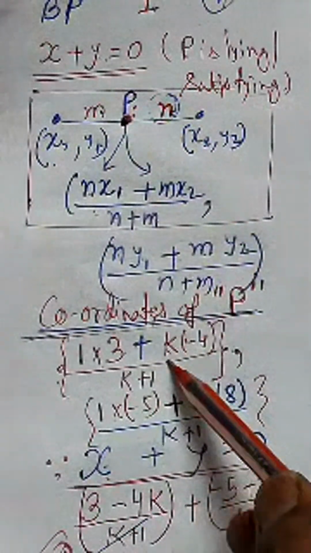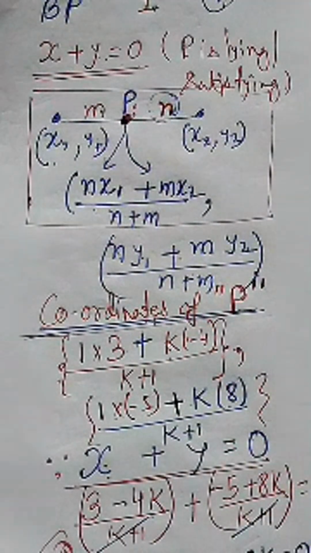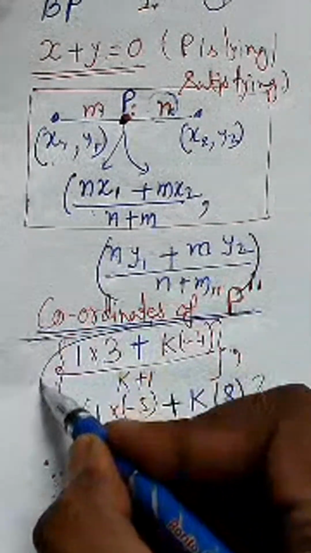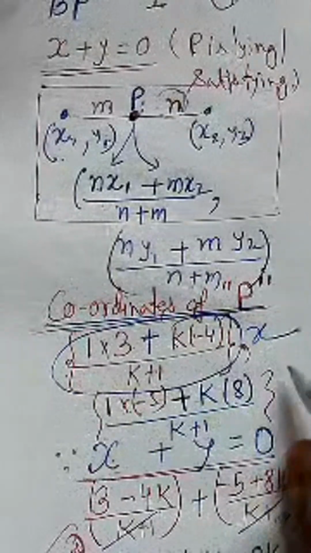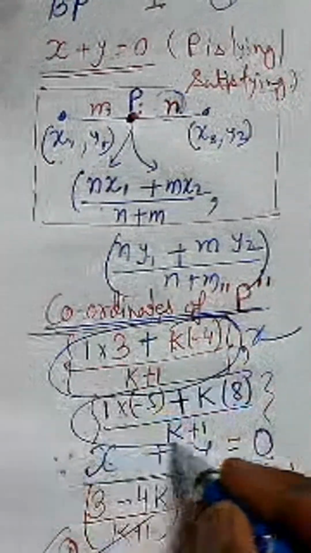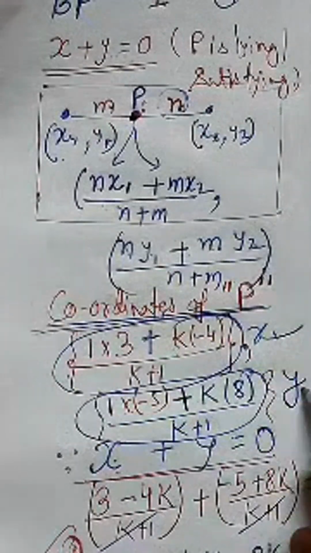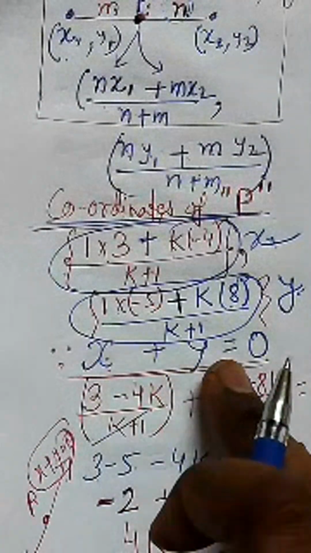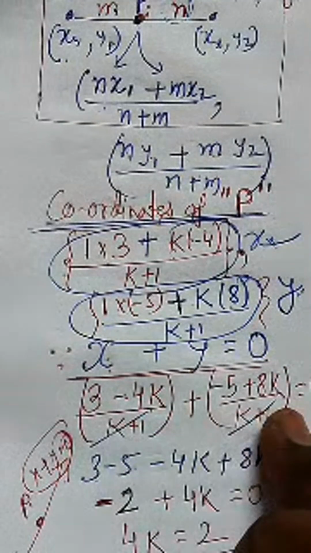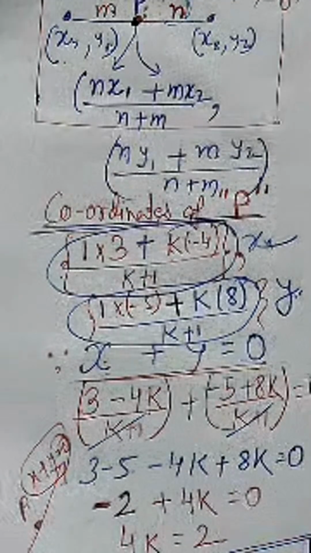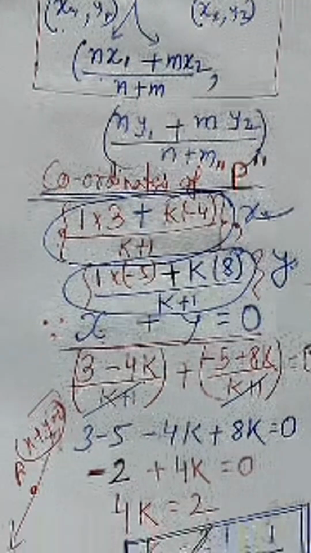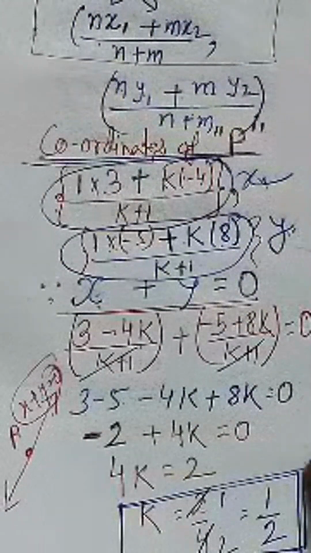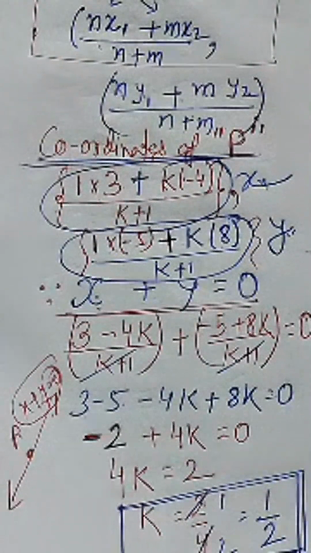So that's why whatever we calculated, this is the value of x, and this is the value of y. We put these into the equation x plus y equal to 0, and when you solve it you get the value of k, right? And finally the value of k is calculated as 1 by 2, and this is your answer.